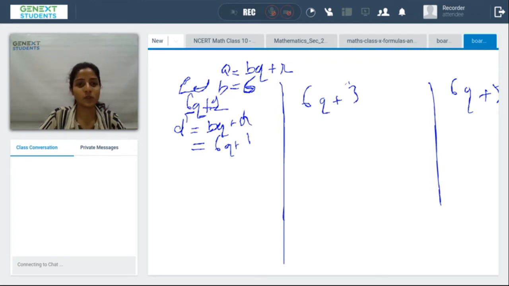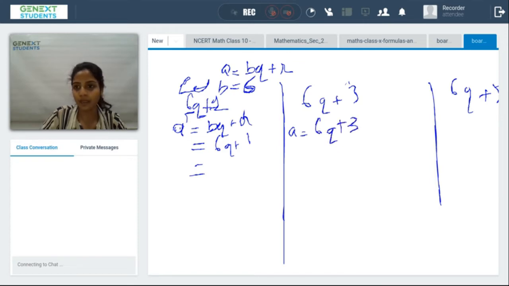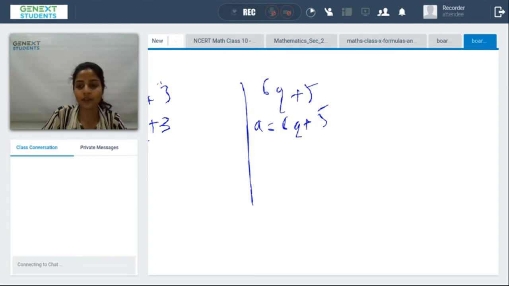All right, a equals b q plus r. Okay. So here what we do is, we just add these things up and solve it. In this case, what will happen? a equals 6q plus 3. And in the last case, we have a equals 6q plus 5.